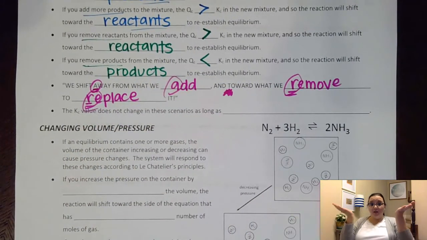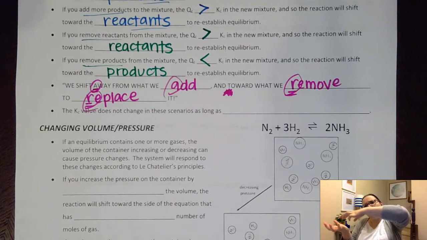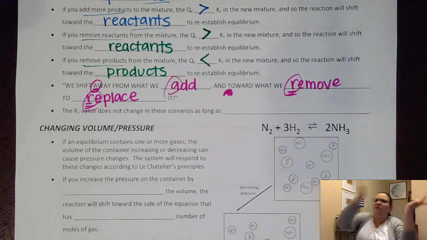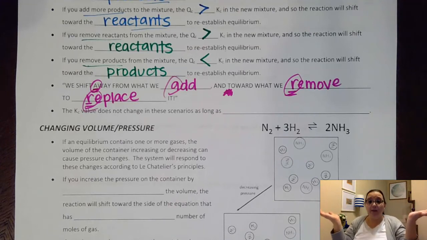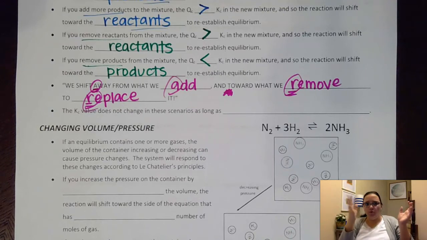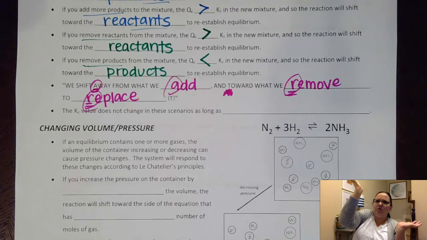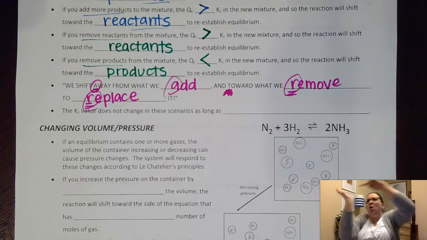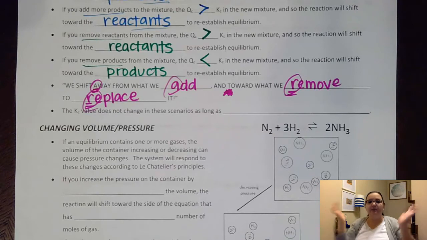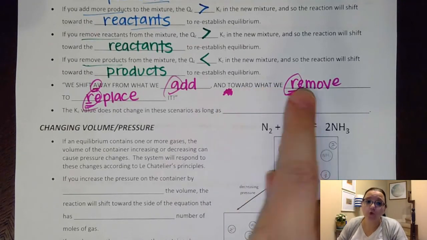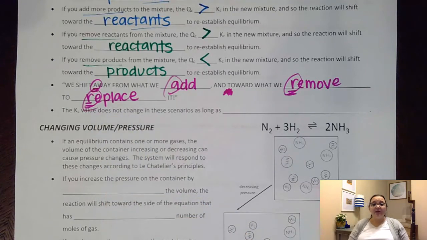So again, thinking like our seesaw scenario. If I add to a side, so I make that side too heavy, then I need to shift things away from that. So if that side's too heavy, I need to shift things over to the other side of the seesaw in order to get it balanced again. If I remove things from a seesaw side, that makes that side too light. So in order to weigh it back down, I need to shift things from the other side over to that side in order to get it back balanced. So again, I'm shifting towards what we remove in order to replace it. That's a little trick you can use to help you remember how to change around those concentrations to reestablish our equilibrium.